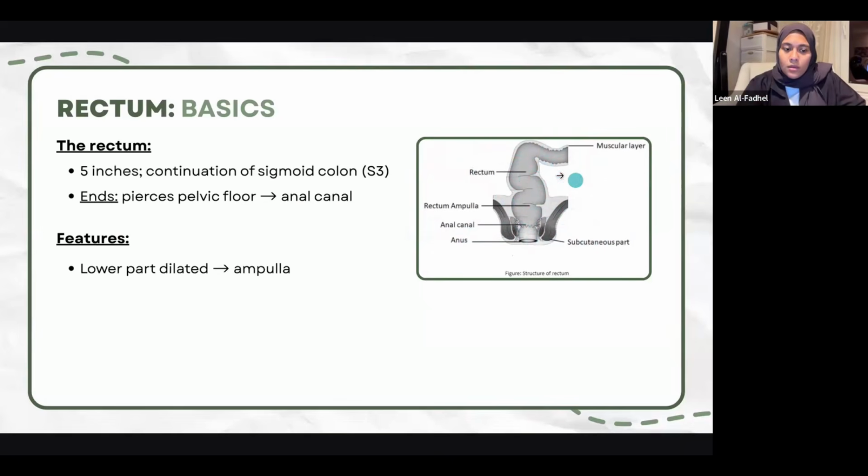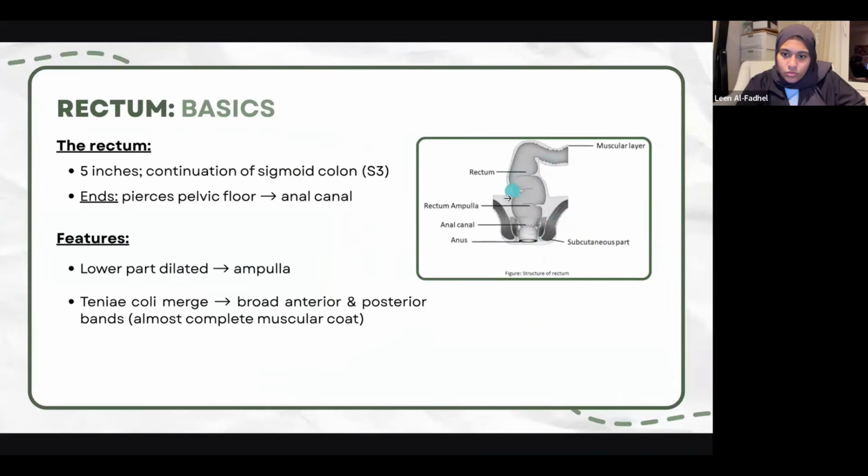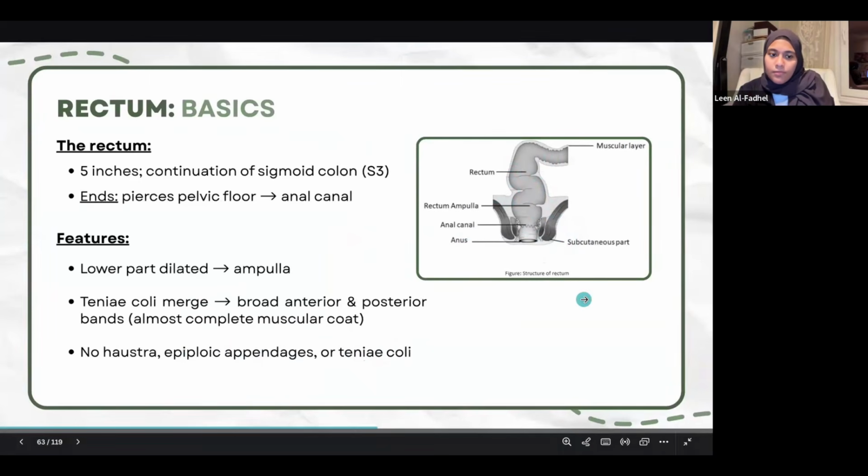So, features. The lower part, which is dilated, right over here, we call the ampulla. And as well, the Taenia coli here will merge together and create broad anterior and posterior bands. So you'll almost have a complete muscular coat around the rectum. And it's very important to note there are no haustra, no epiploic appendages, and no Taenia coli. This is how you know for sure that you are not in the large intestine, because all of these are features of the large intestine.